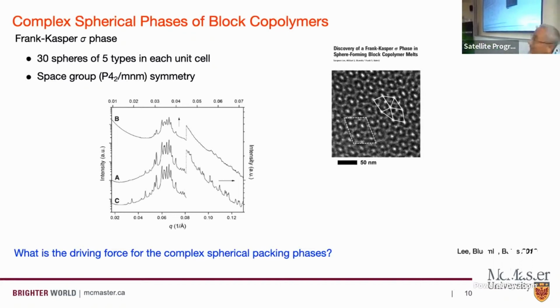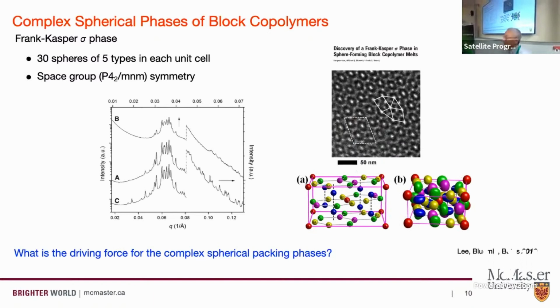It turns out that this is a very complex spherical packing phase formed by this very simple type of copolymer. And it is, of course, the so-called Frank-Kasper sigma phase. It is a phase with a unit cell which has 30 spheres in it, and the 30 spheres occupy 5 different positions. The colors here are not different chemical species; chemically they are all the same. It's that they are in different, inequivalent positions. Now the question is why this phase occurs.